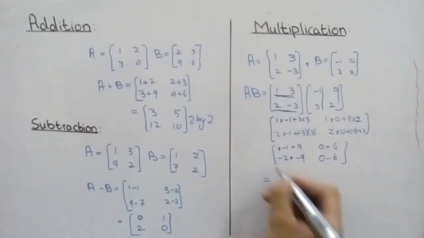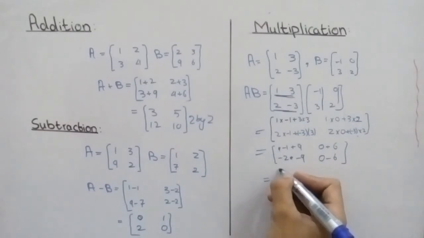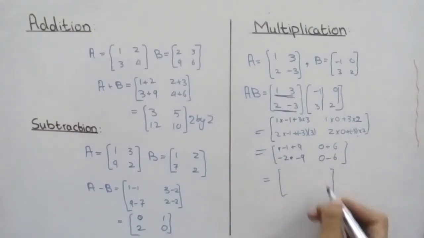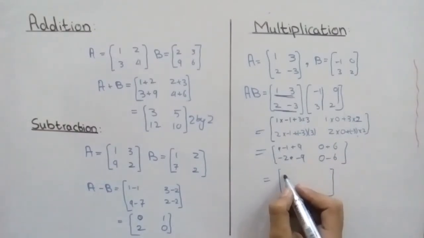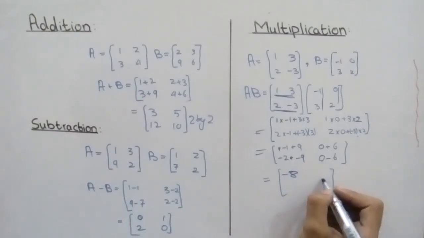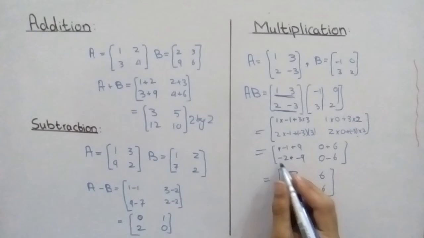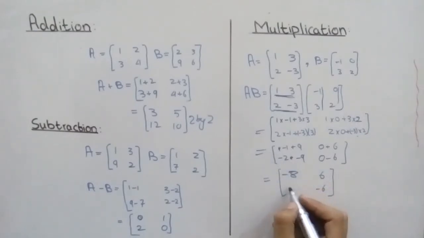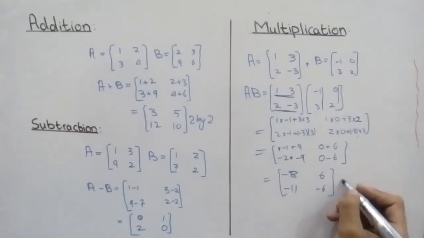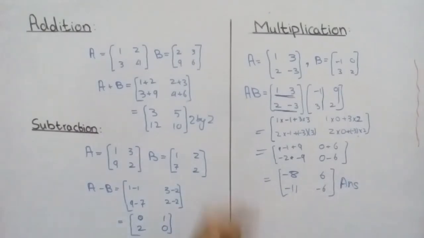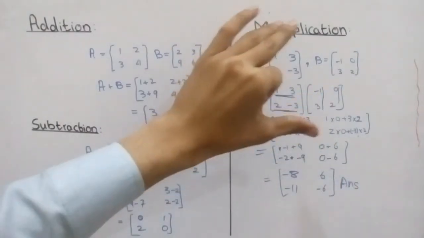Now that equals: minus 1 plus 9 is equal to 8. 0 plus 6 is equal to 6. 0 minus 6 is equal to minus 6. Minus 2 minus 9 is equal to minus 11. Now this is the answer for A multiplied by B.